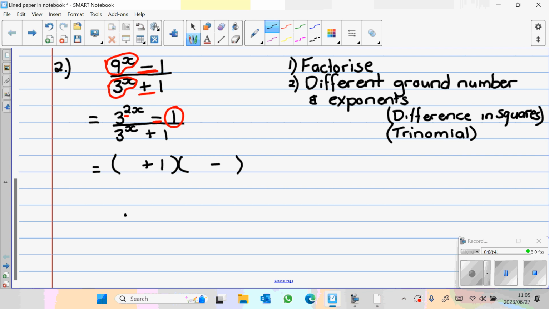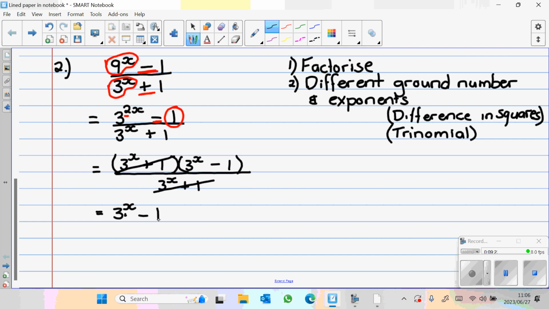1 is 1 times 1, and 3 to the power 2x is 3 to the power x and 3 to the power of x. Because when I multiply them, I add the exponents, and x plus x gives me 2x. And underneath, I have 3 to the power x plus 1. It means this denominator is cancelled with that numerator, and all that I'm left with is 3 to the power x minus 1, which is my final answer for this one.